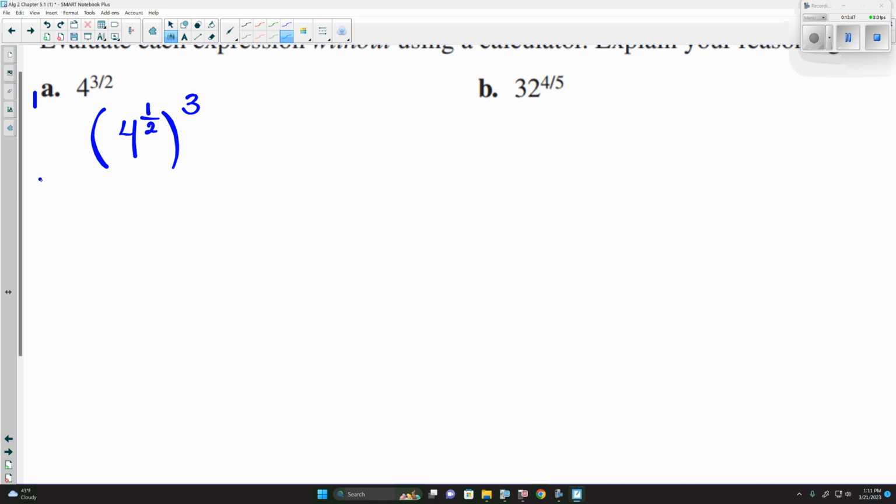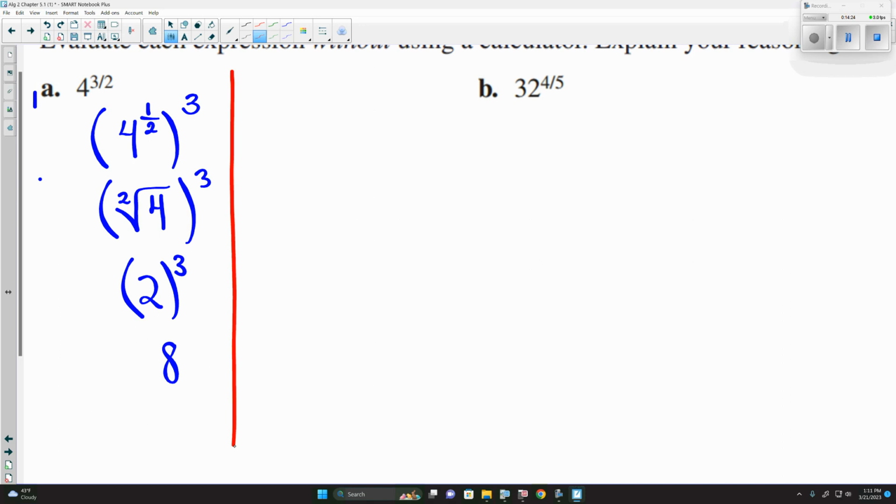Now 1/2 is really saying what? As a radical, our square root, yes? So if we wrote it as a radical, we still have the 4 inside. The exponent attached to it is 1, and the root would be 2. Now what is the square root of 4? And 2 cubed is 8. Questions on how we did this here?